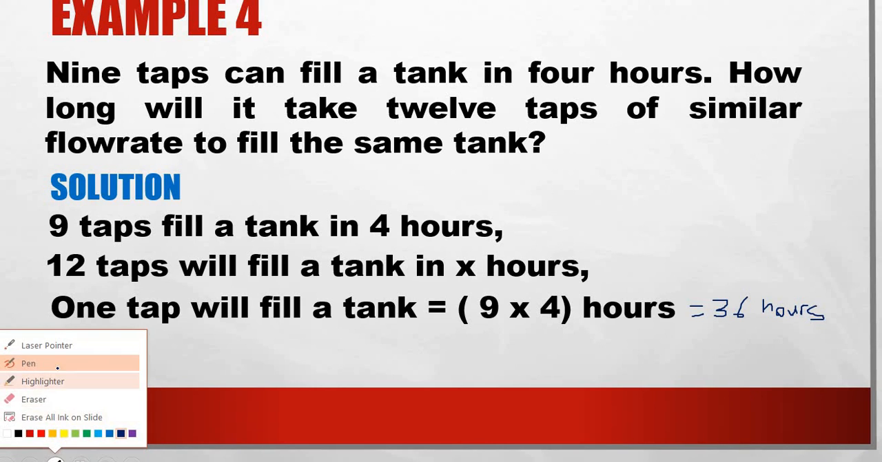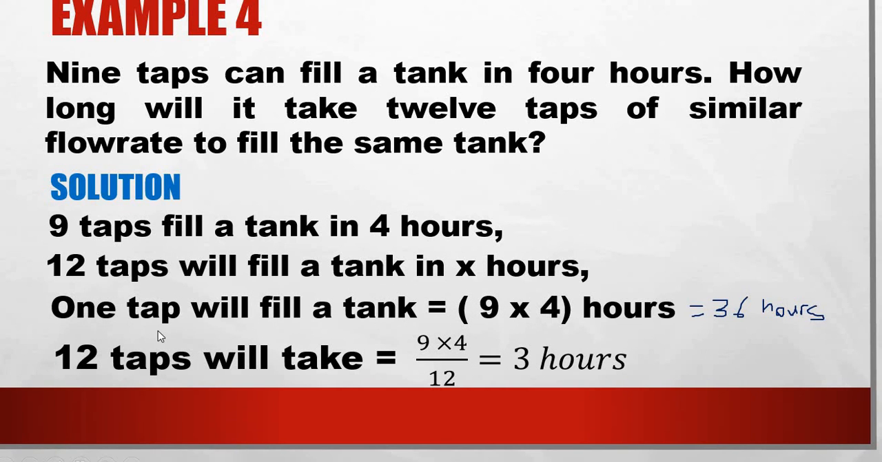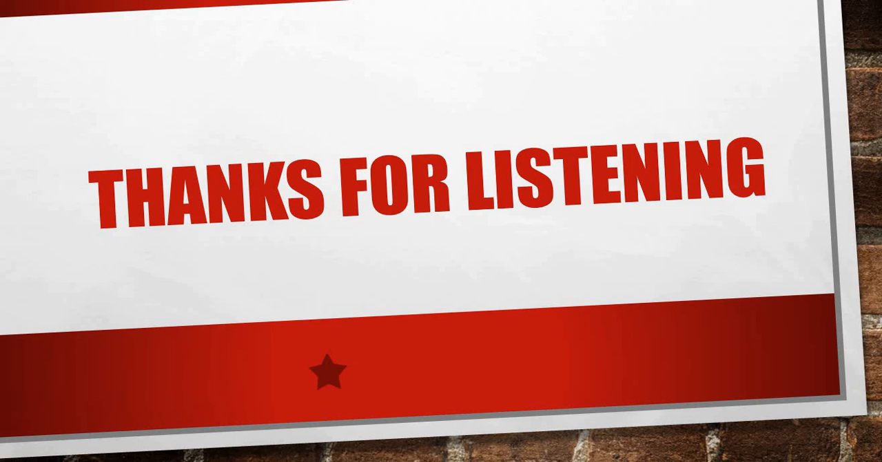Okay. So let's see for 12 taps. So all I need to do is to divide 36 by 12. So if I do that, I will have 3 hours. So more taps, less hours. Okay. So that is inverse proportionality. Inverse proportion. When you have more taps, it takes less hours to complete the task. Okay. So proceed.